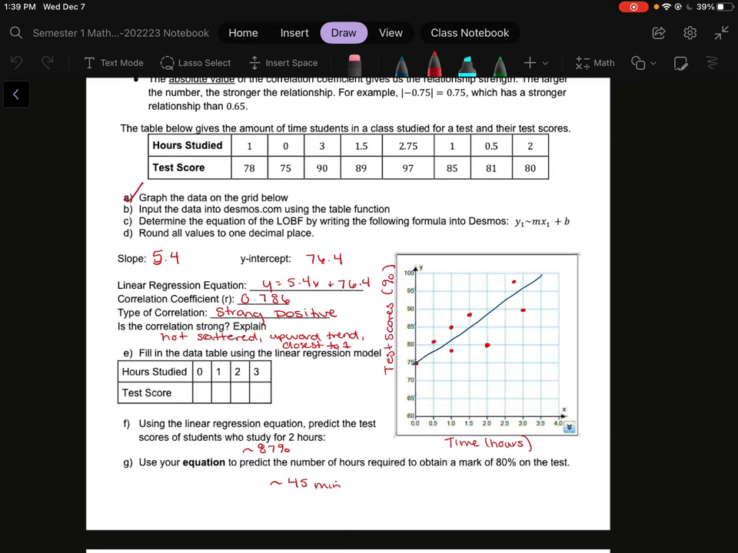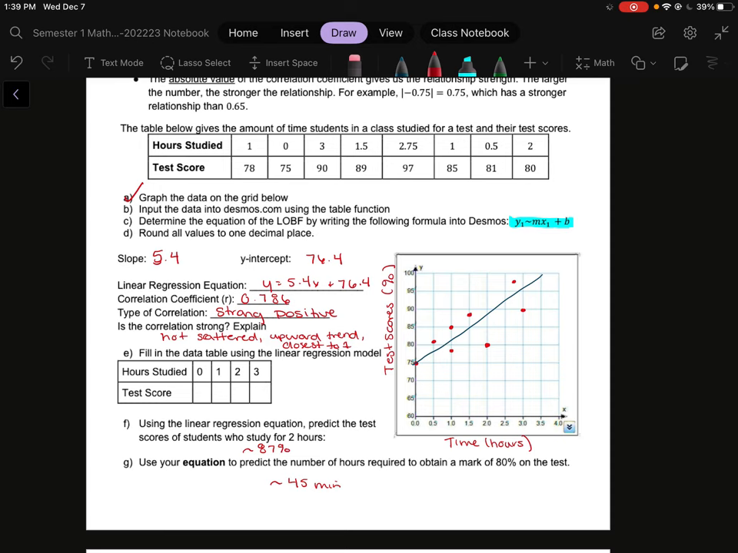So what you're going to do is plot all the data on the grid. Once you are done, you are going to go to Desmos.com and use the table function. The table function is going to help you complete the rest of this. Once you do that, you're going to determine the equation of a line of best fit, which is our LOBF, by writing the following formula into Desmos. Once you do that, you're going to round all the values to 1 decimal place.